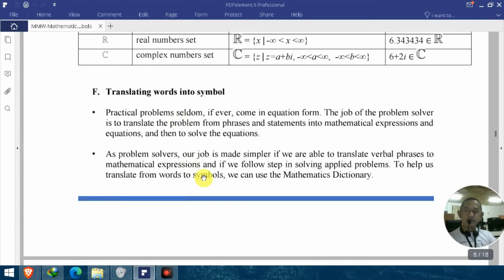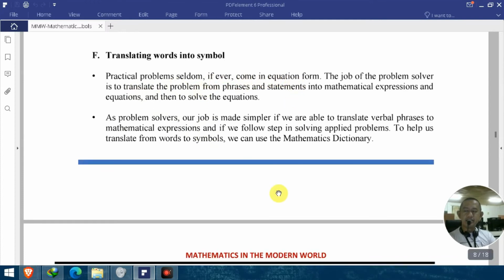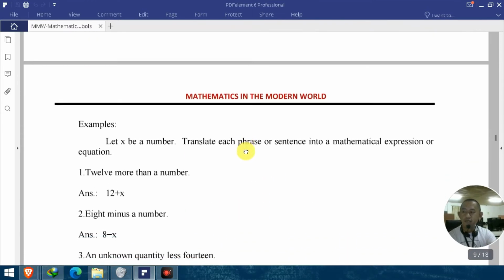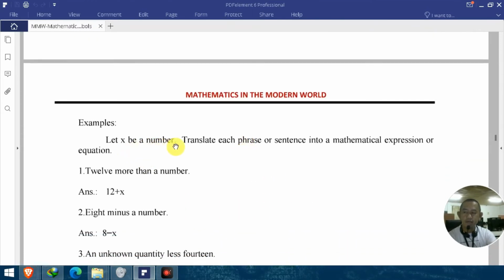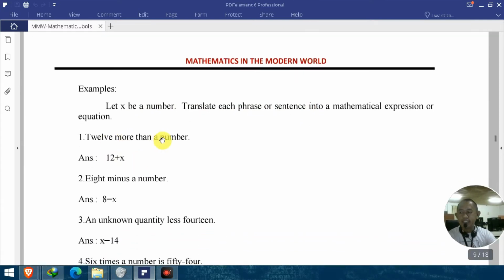So the first activity is translating words into symbols. Practical problems seldom, if ever, come in equation form. So usually in this exam, you combine words to create a formula or solve it. For example, let x be a number, translate each phrase or sentence into a mathematical expression or equation.